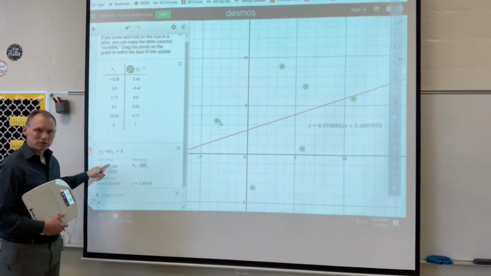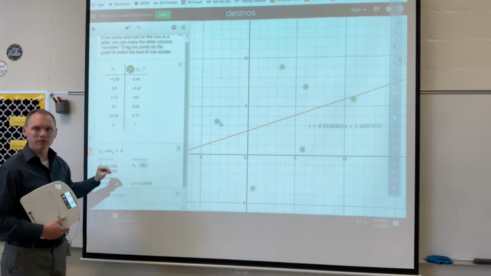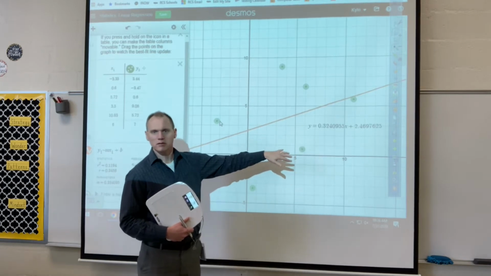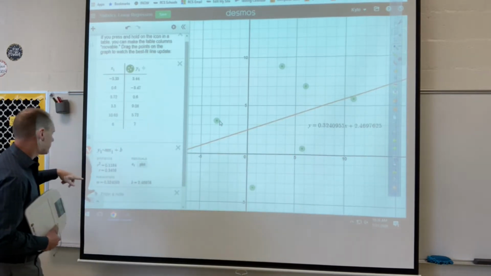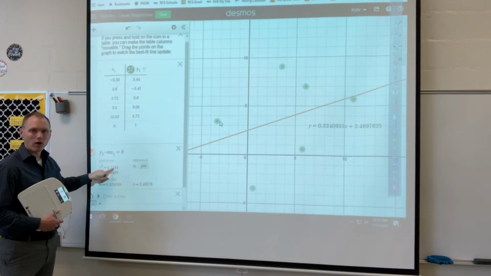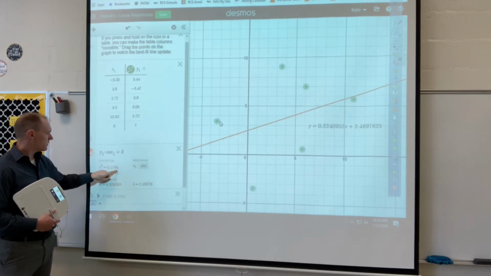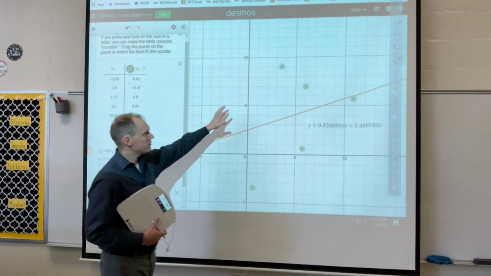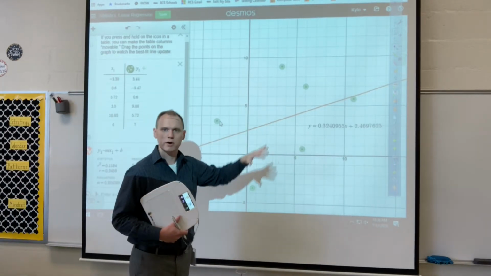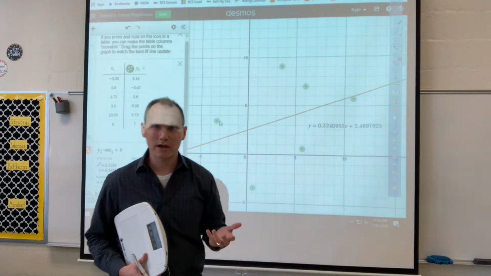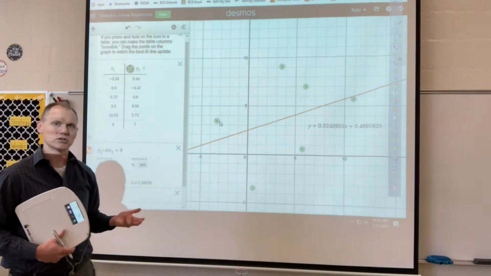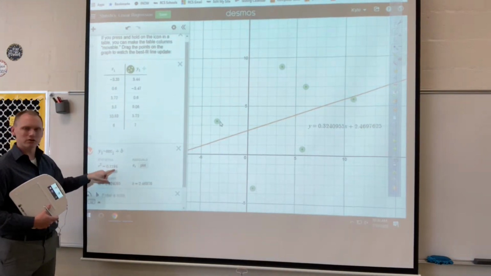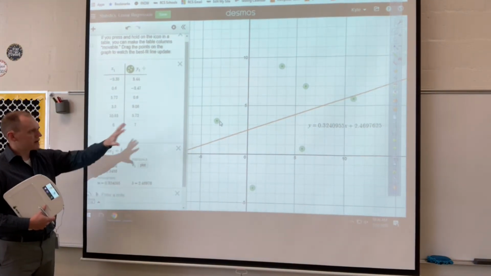If this number was exactly 1, it would be a perfect fit, meaning this line went through every single point on my graph. Obviously, this is far away from 1. The closer to 0, the worse the fit. This is not a very good fit right now because our points are really spread out and the line doesn't accurately represent the relationship between x and y. So that's the indication that this is not a great fit for the data as it is right now.